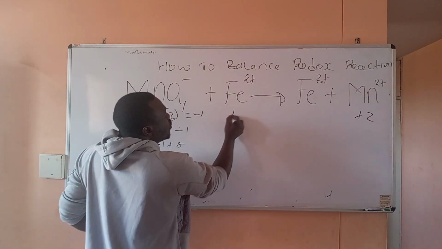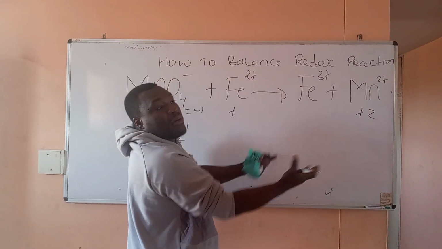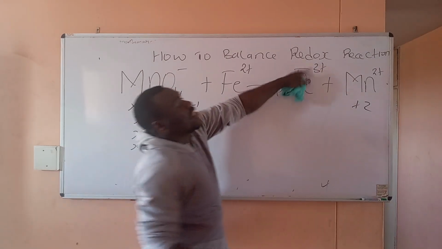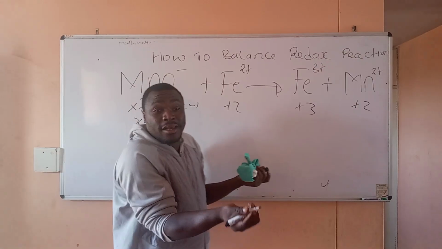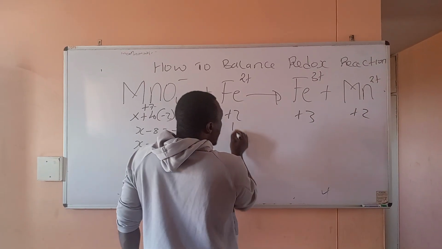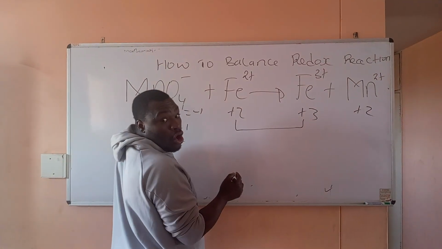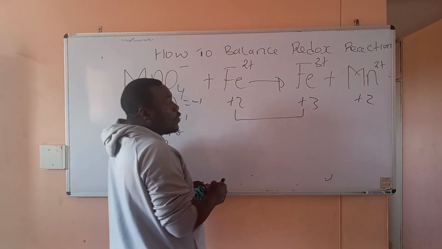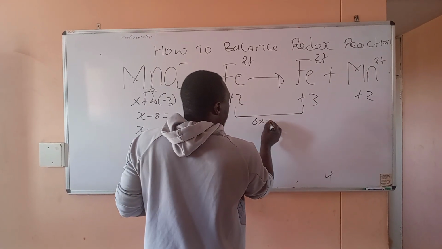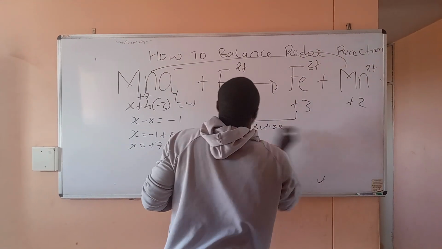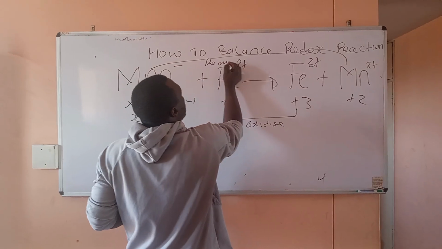This one went from +2. Any element that is charged, the oxidation number is the charge of the element. It's just charged, so the oxidation state is +2. This one is charged, the oxidation state is +3. So iron went from +2 to +3. It has been oxidized. Now, this has been oxidized. This has been reduced.